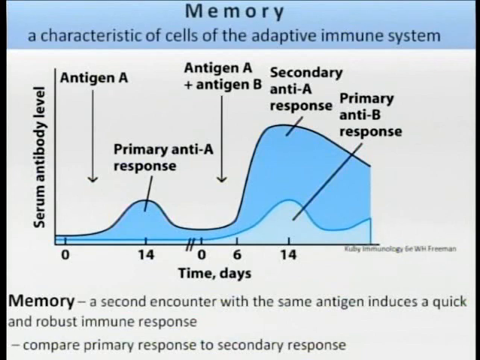And this is exactly what happens when you have a vaccine or a vaccination. Your primary response would be how you respond after the vaccine. The secondary response would be how you would respond in the event that you had a natural infection with the pathogen you were vaccinated against. So you can see the difference in time and also how much antibody is produced. And again, this is another characteristic of cells of the adaptive immune system. It's memory.